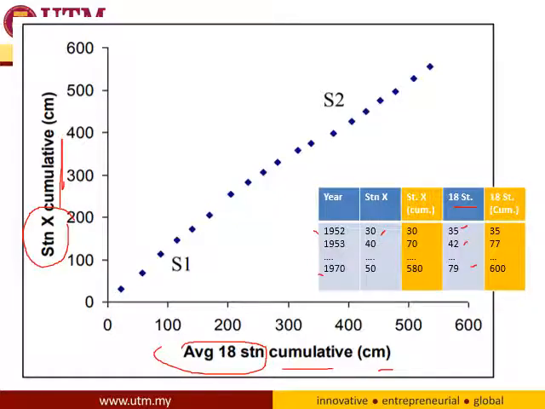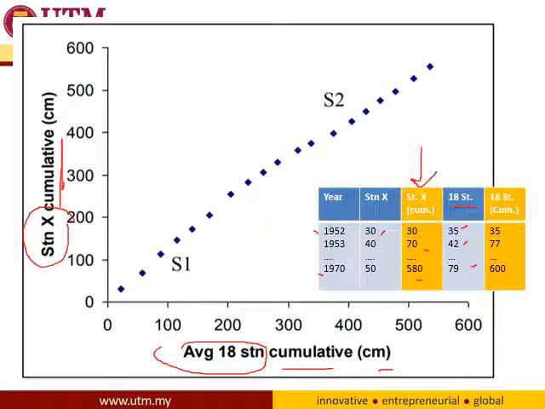So what is cumulative? You can see in this column here, station X cumulative means that first it is 30, the next year is 40, right? So the next year we add 30 plus 40, which is 70. Then the next year, 1954, we add some more data, and so on until in the end, in 1970, the cumulative rainfall data is 518.